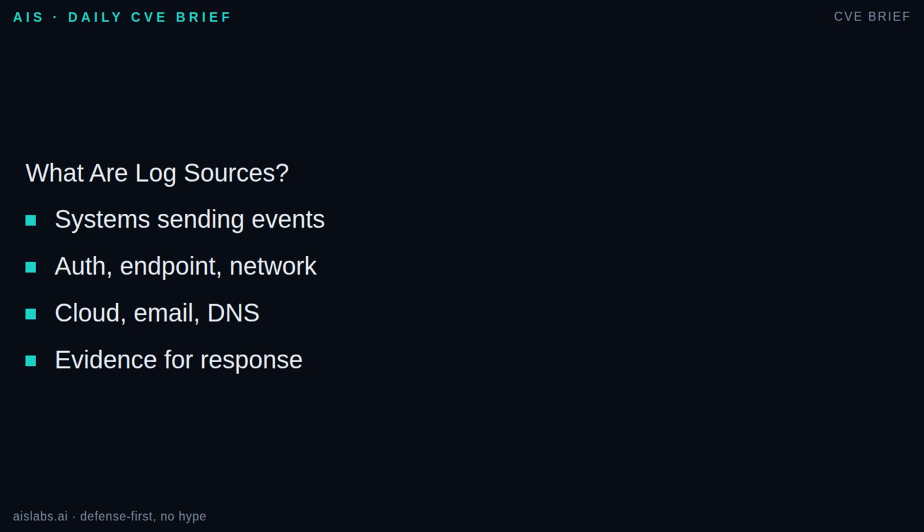A SIEM collects those events, normalizes them, searches across them, correlates patterns, and supports detection, investigation, and response. That lines up with the NIST-style job of security monitoring: know what happened, where it happened, who was involved, and what action to take. A beginner can say it this way: the SIEM is the investigation table, and log sources are the case files. If the right case files never arrive, the best analyst still has gaps.